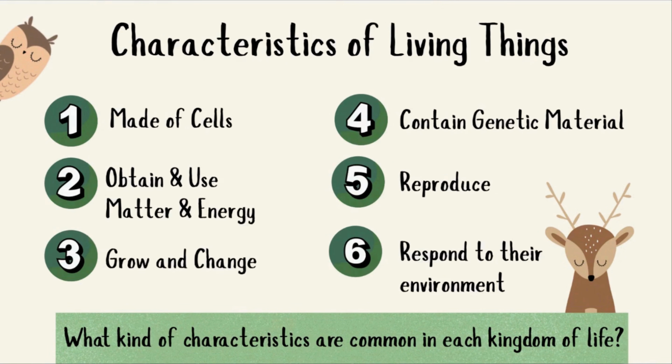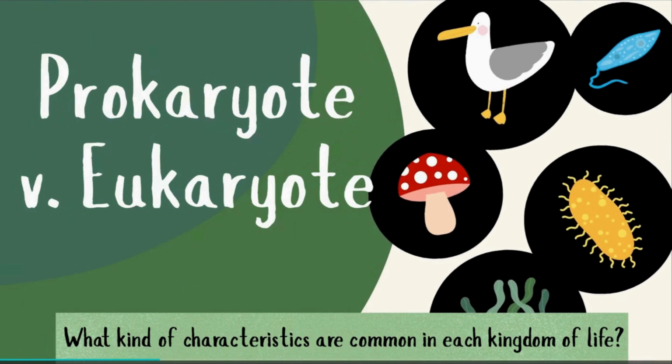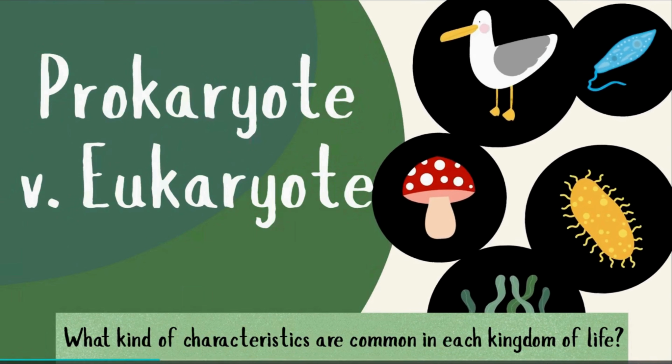It must have DNA or some sort of genetic material. It should be able to reproduce, and this could be asexual reproduction or sexual reproduction. And finally, living organisms should be able to respond to their environment, so external stimulus and so on. So let's talk about prokaryotic cells and eukaryotic cells first.